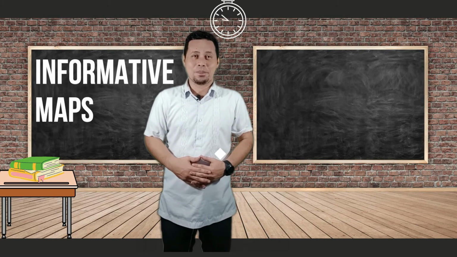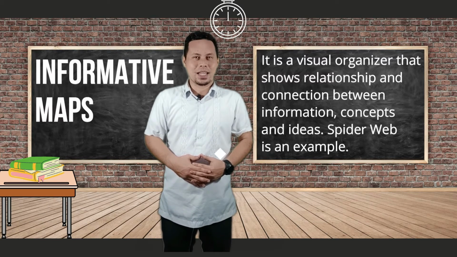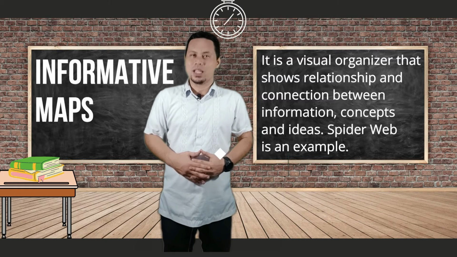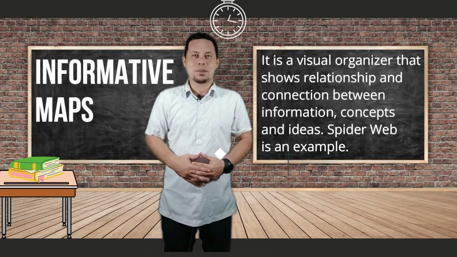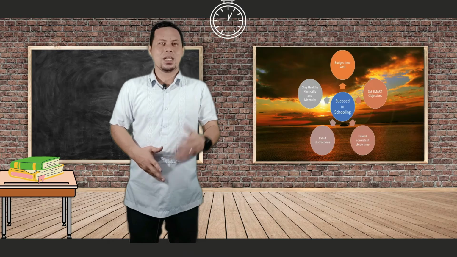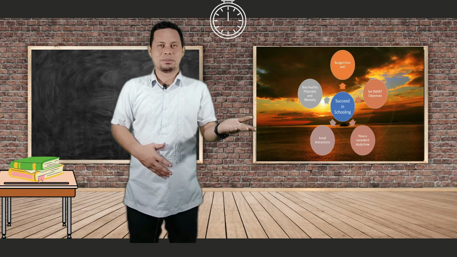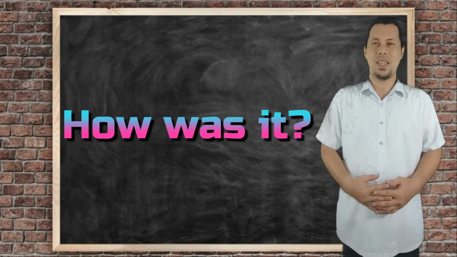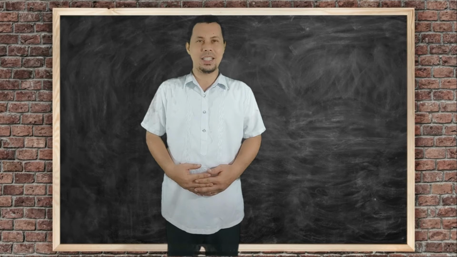The third type, we have the informative maps. It is a visual organizer that shows relationship and connection between information, concepts, and ideas. Spiderweb is an example. Here's the example. How was it? I hope that you mastered the identity of different graphical representations.